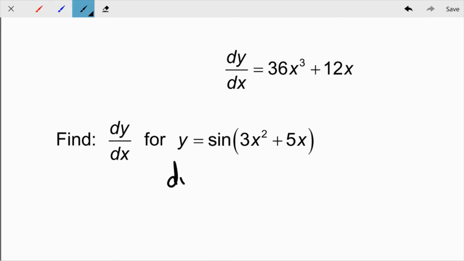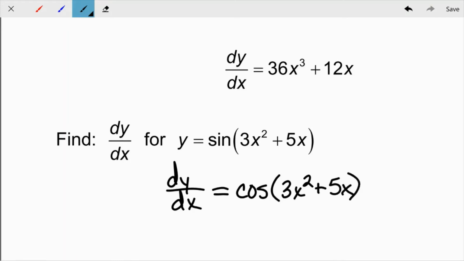So when I take my derivative here, I'm going to work from the outside in when I do the chain rule. The derivative of sine is cosine. So I would have the cosine of 3x squared plus 5x times the derivative of the inside. Well, the inside is the 3x squared plus 5x. So what I'm going to multiply by is the derivative of 3x squared plus 5x, which would be 6x plus 5. So in the end, I've done my derivative in one step.